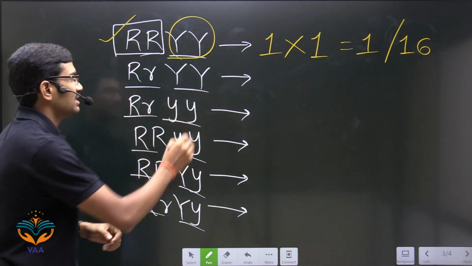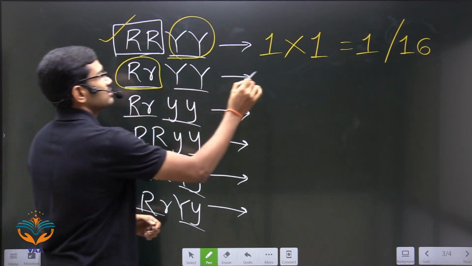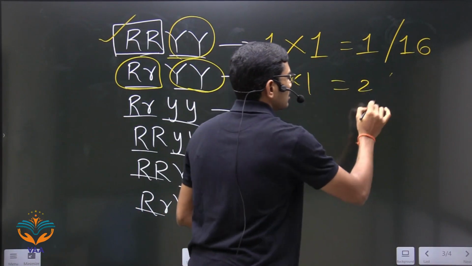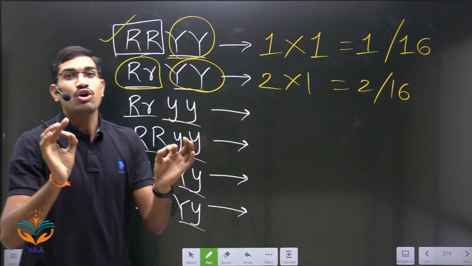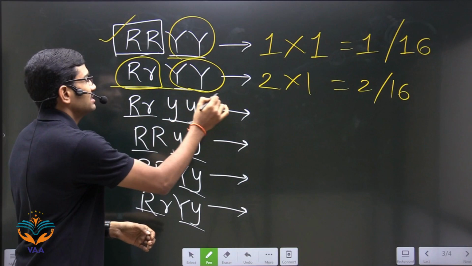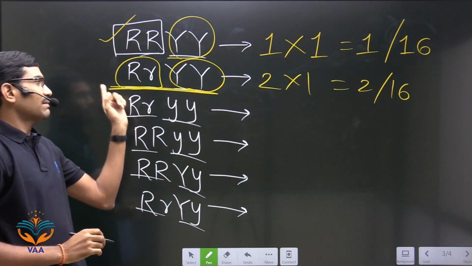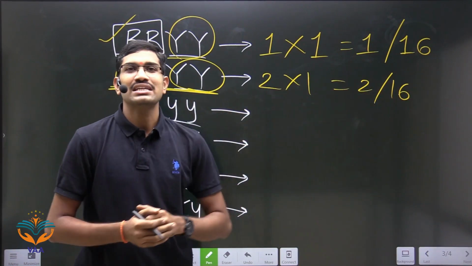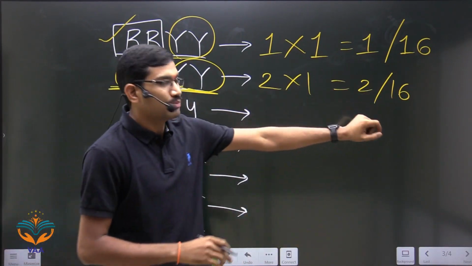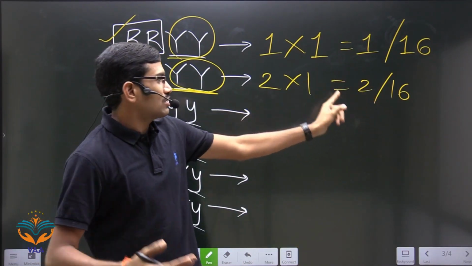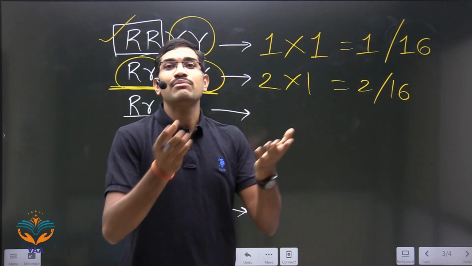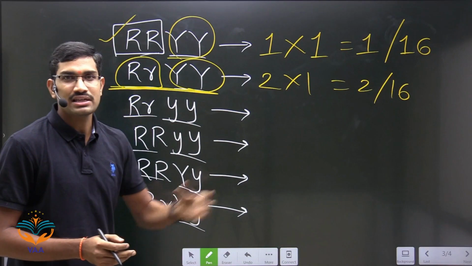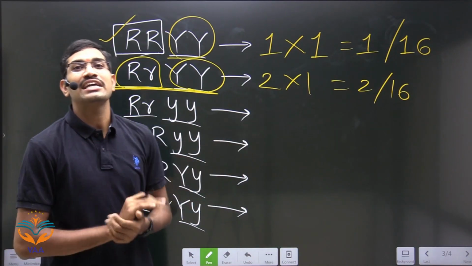Is it clear? Similarly for the next one, it is heterozygous, so 2 into, this is homozygous, 1. So 2 into 1 is equal to 2 out of 16. How many actually have this specific genotype, that is capital R, small r, capital Y? 2 out of 16 have it. In this way they may ask for the proportion. If you simplify this, it is 1 by 8, and they may also ask for the percentage. Convert that into percentage, you will get 12.5. Yes or no? So in this way they may ask any type of question.